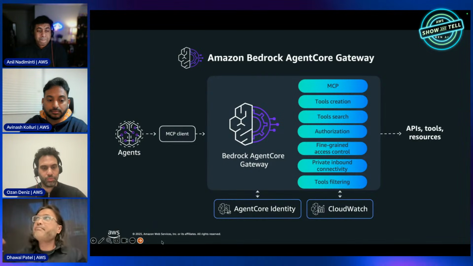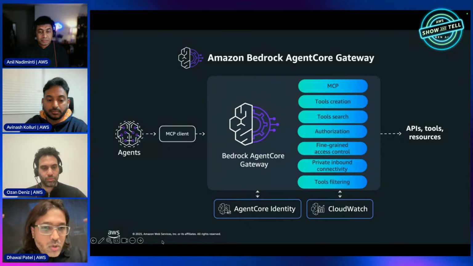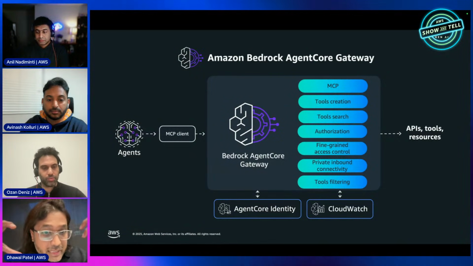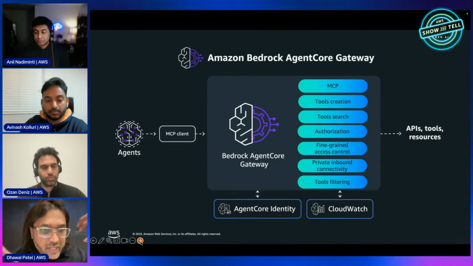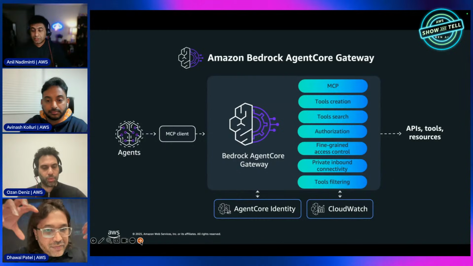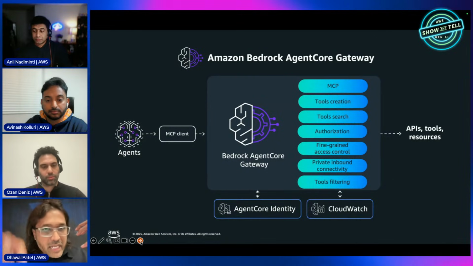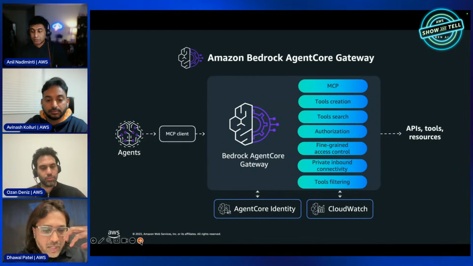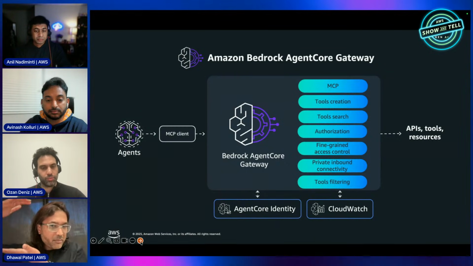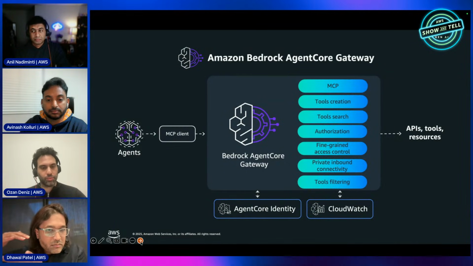So our vision is that you need a single unification point for all of the tools in your enterprise for your agents to talk to, and then you can have the governance and security built into this AgentCore Gateway. Now, the problem is as you grow the number of tools, from tens to fifties.